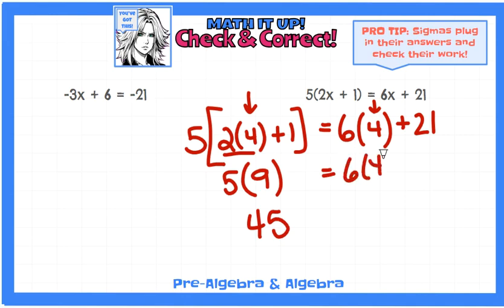Over here, I have 24. 24 plus 21 equals 45. And that's correct.